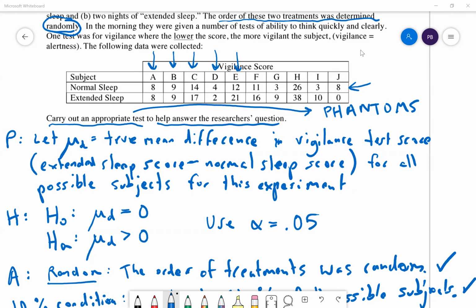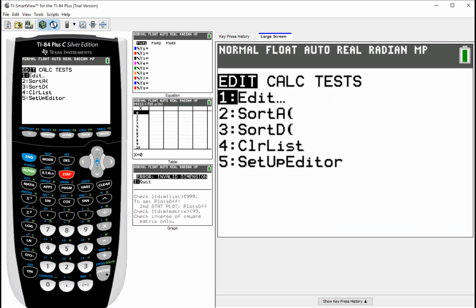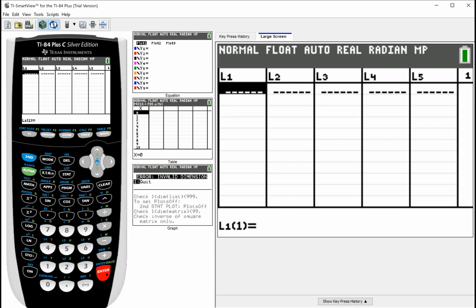So on the calculator, we want to go to Stat, Edit, so that we can enter in this data. I'm going to put the normal sleep people in the first column. So we had 8, 9, 14, 4, 12, 11, 3, 26, 3, and 8. So that was the normal sleep scores.